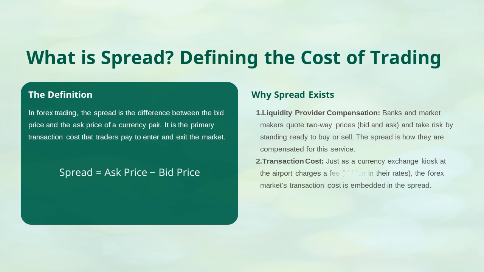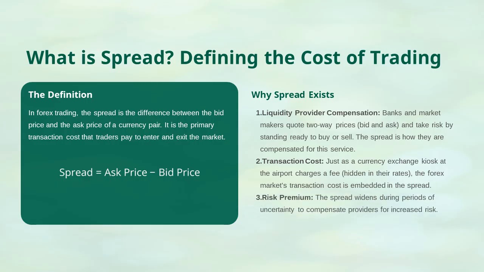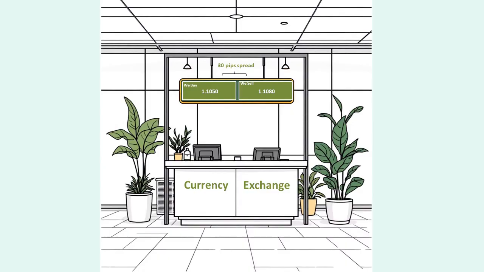Second, transaction cost. Think of it as a fee. Just like a currency exchange kiosk at the airport charges a fee for converting your money, and they hide that fee in the difference between their buy and sell rates, the Forex market's transaction cost is embedded in the spread. Third, risk premium. During periods of uncertainty or high volatility, spreads widen. This is because liquidity providers need to be compensated for the increased risk of taking the other side of your trade. Let me give you a simple analogy that makes this concrete.